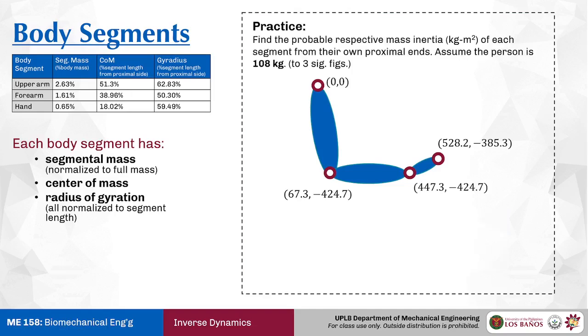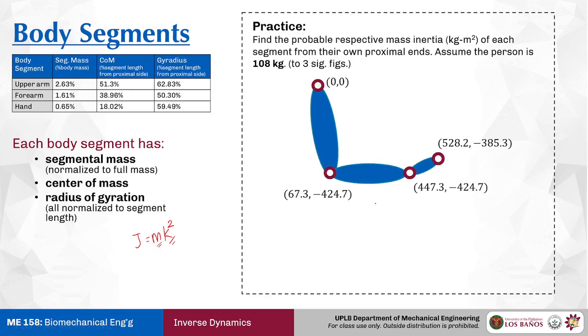Now let's go to the other practice. So that was the center of mass. What about the mass inertia of our body segments? To get the mass inertia of our body segments, since we have the radius of gyration, we can just take the mass and then take the radius of gyration. To do that, we have to get the mass first.